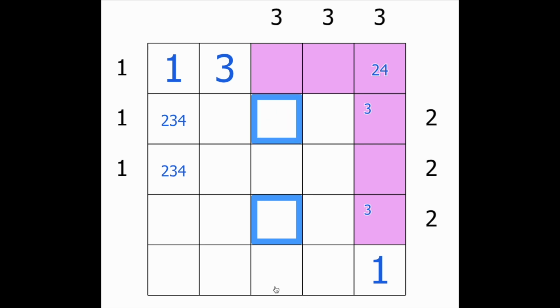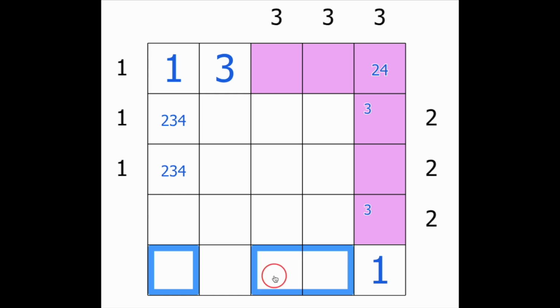Okay, so it isn't immediately clear what I'm going to do next. I've got to put a 3 in the bottom row in one of these spots, which would put a 5 in one of these if it's one of these. I think that's okay.